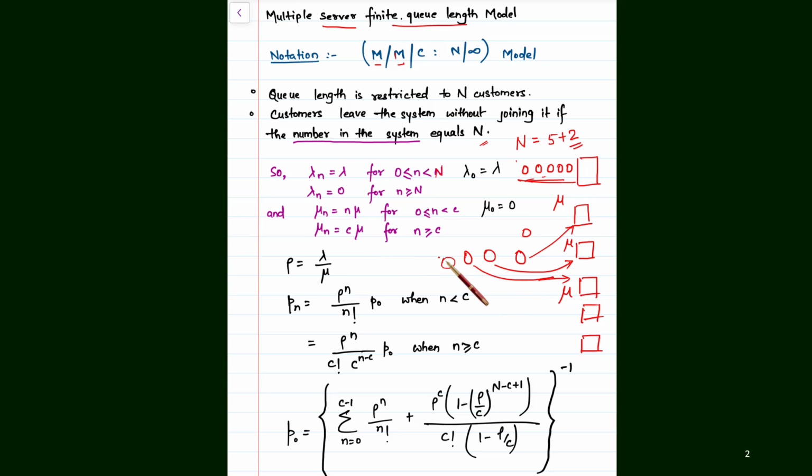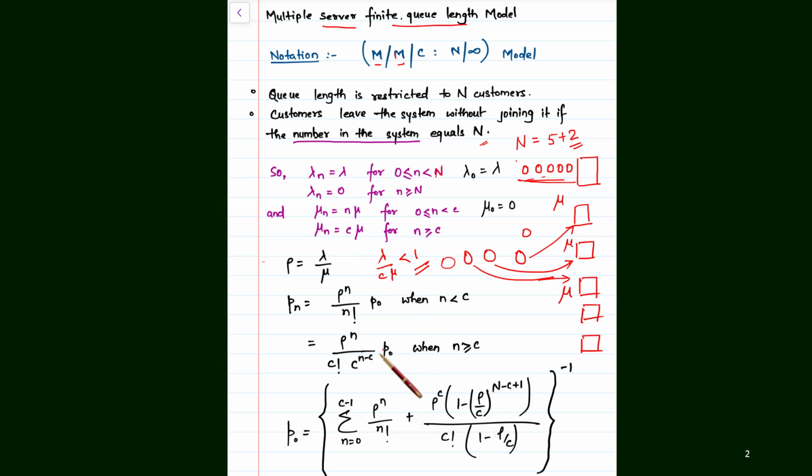So any number which is greater than or equal to c, the number of servers, then the service rate will be c into mu. So this you have understood, I think. Okay, now what is rho? Rho is equal to lambda by mu. Here in this case lambda by c mu should be less than 1.